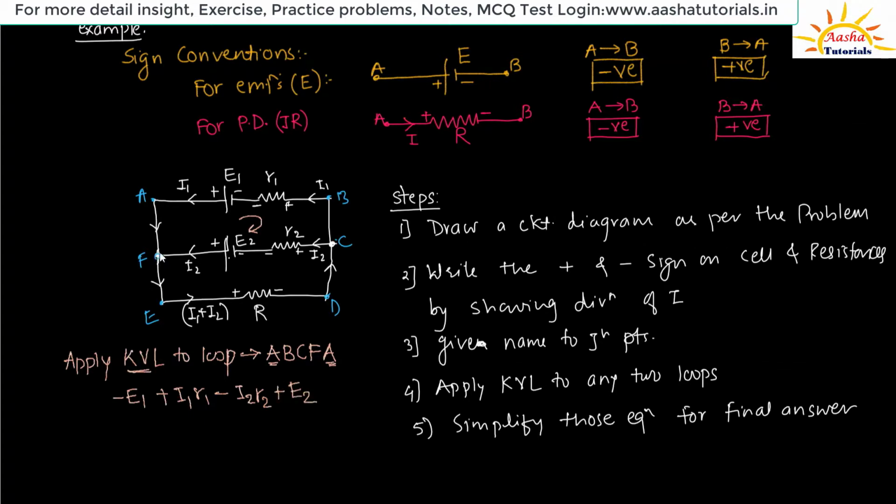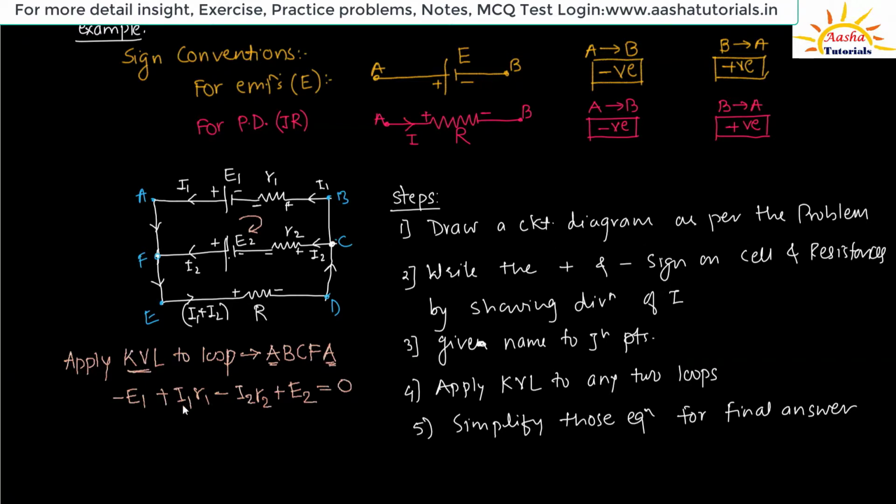I reach up to F, and then finally from F to A there is nothing in the circuit. So I can write this is equal to 0. And this is the equation that we get after applying KVL to loop A, B, C, F, A.